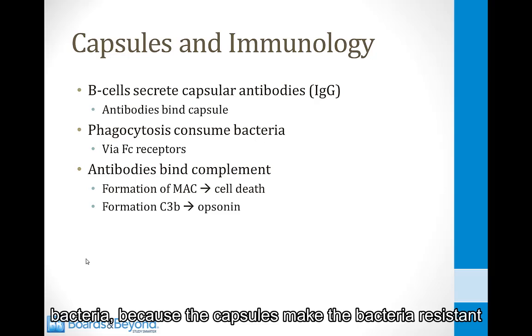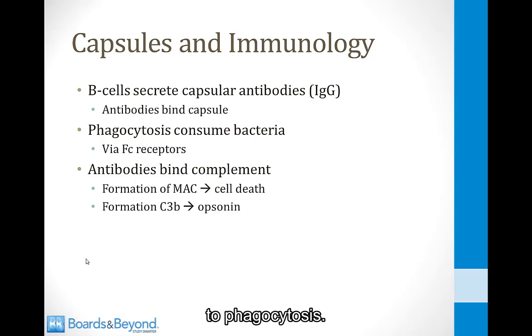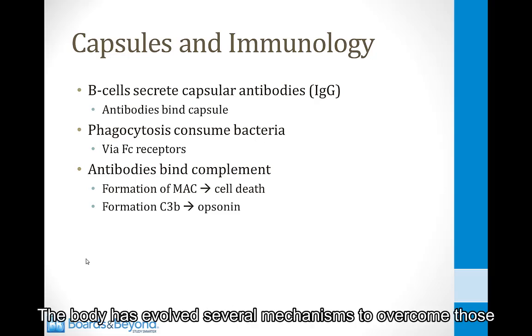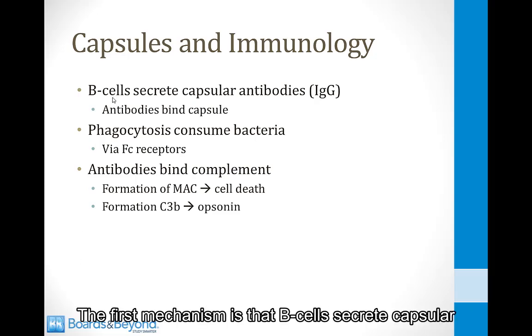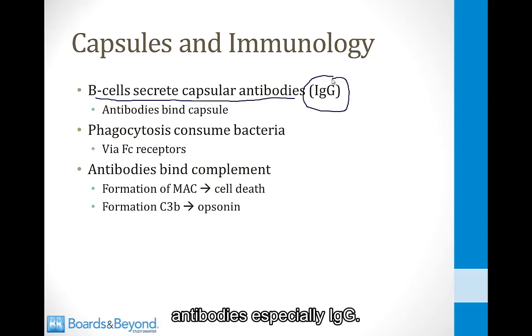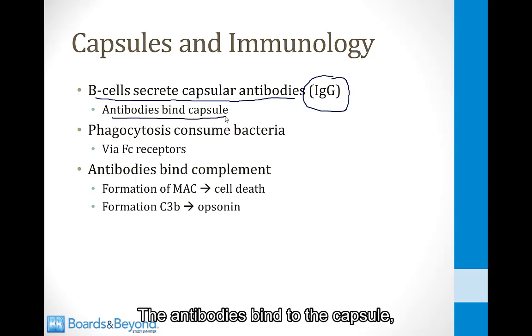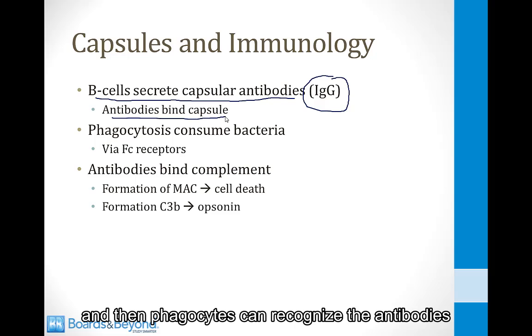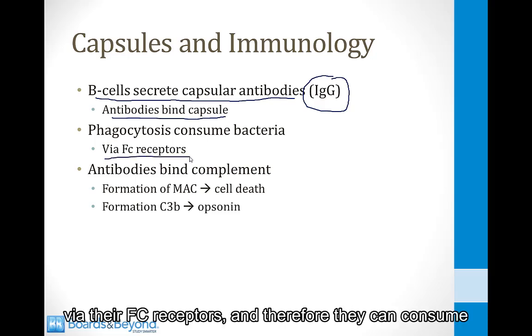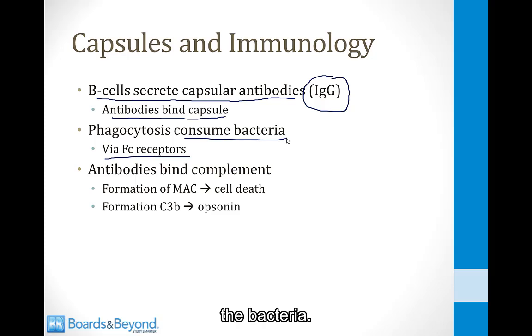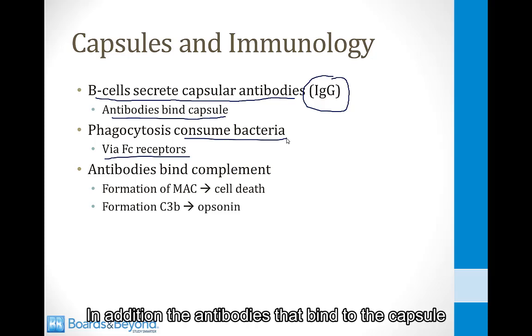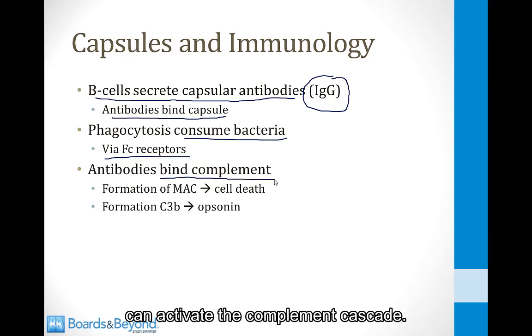Because the capsules make the bacteria resistant to phagocytosis, the body has evolved several mechanisms to overcome those capsules. The first mechanism is that B cells secrete capsular antibodies, especially IgG, and these tag the bacteria for phagocytosis. The antibodies bind to the capsule, and then phagocytes can recognize the antibodies via their Fc receptors, and therefore they can consume the bacteria.